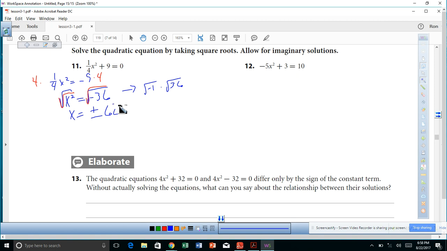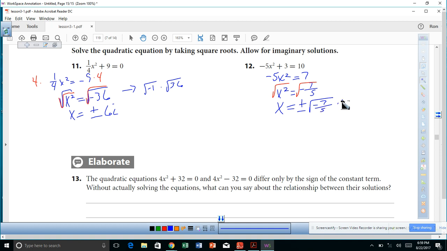Okay. So let's subtract 3 from both sides, and we have negative 5x squared equals 7. Divide both sides by negative 5, and you got x squared equals negative 7/5. Take the square root of both sides, and you have x equals plus or minus the square root of negative 7/5.